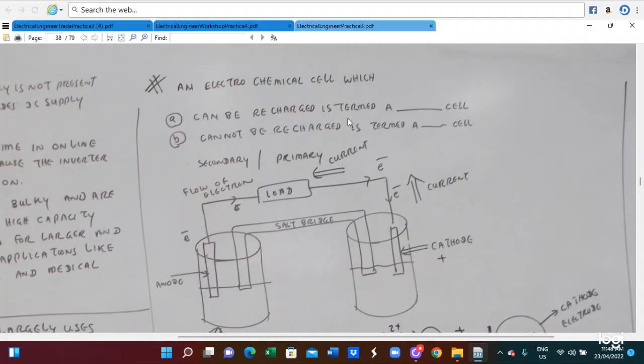This is for the primary cell, which cannot be recharged. A secondary cell can be recharged, while a primary cell cannot be recharged.